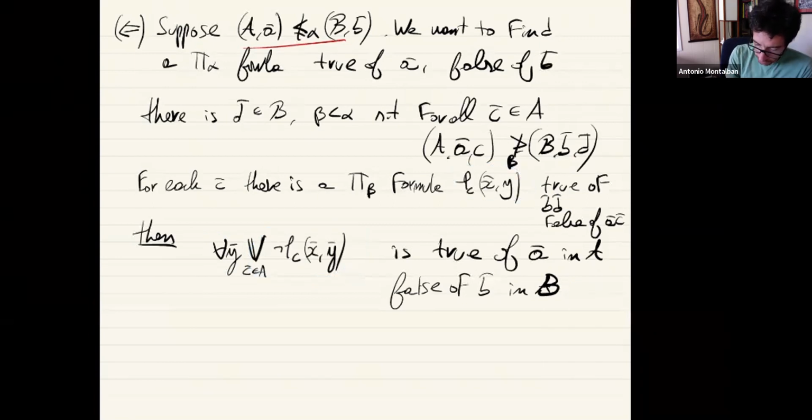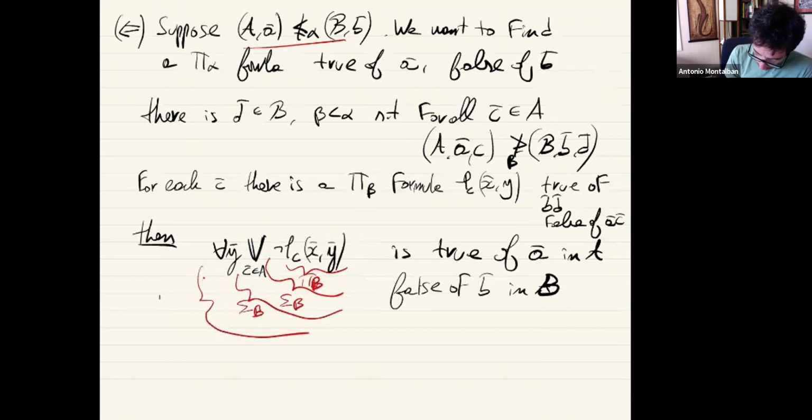If you look at the quantifier complexity of this formula, this one is pi beta, this one is sigma beta, and then the whole thing is pi beta plus 1, in particular pi alpha. Make sense?